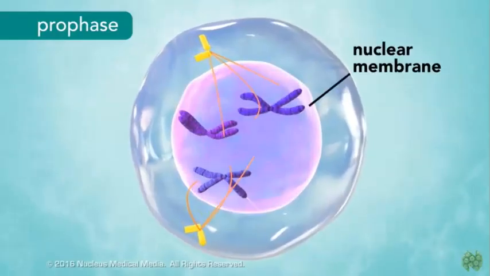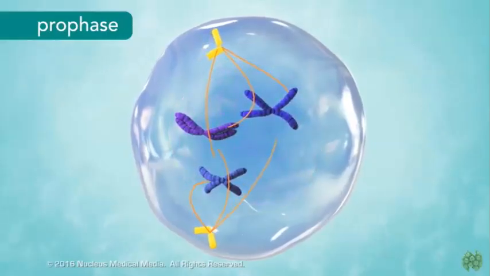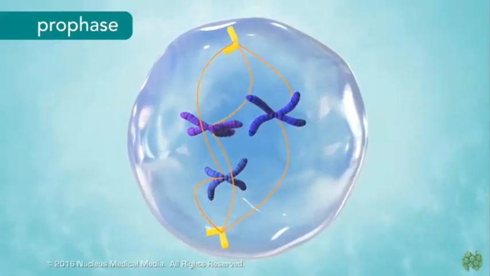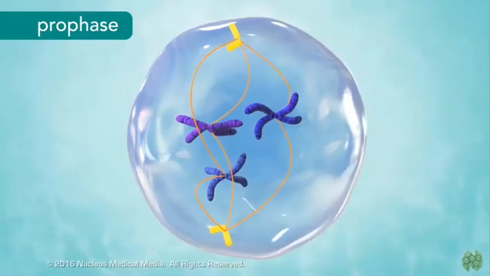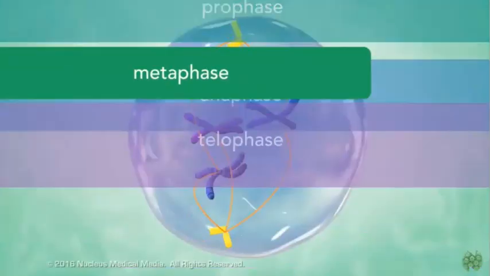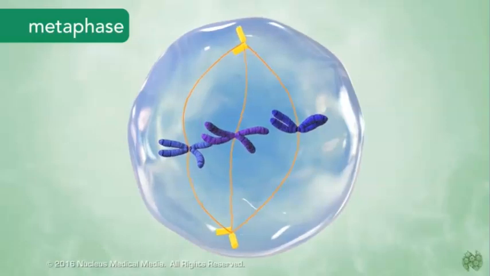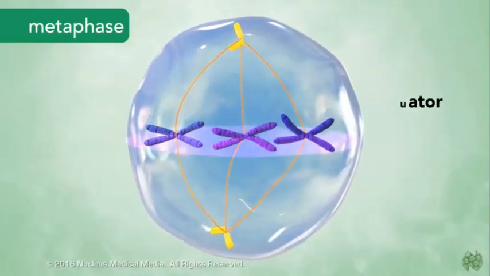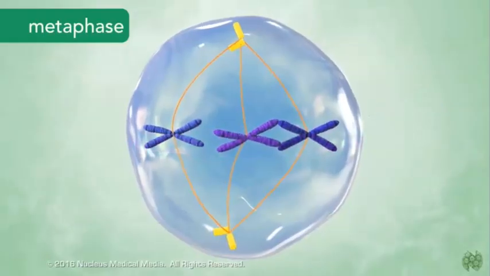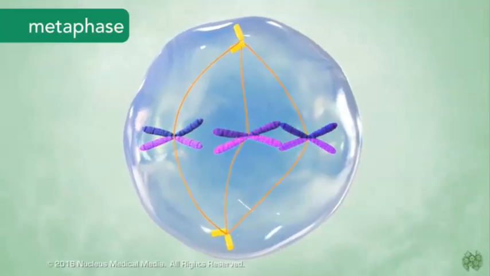While this is happening, the nuclear membrane surrounding the nucleus disappears. Now that chromosomes are no longer separated from the cytoplasm, the opposite ends of the spindle fibers can attach to the centromeres. Next, the cell enters metaphase. The centrioles complete their movement to the poles of the cell, while the spindle fibers line up the chromosomes along the equator of the cell. The end-to-end alignment of chromosomes results in a sister chromatid on either side of the equator.